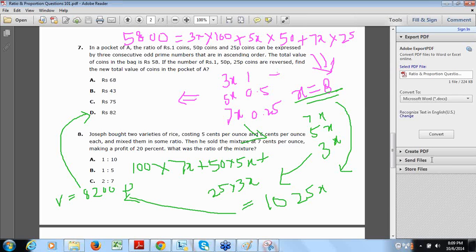Rahul, you can easily get the number of coins from the equation. If you have 3x, 5x and 7x and x is equal to 8, that means 24, 40 and 56 is the number of coins. What is the problem in that? No Rahul, that is not the question. The question is, if the numbers of 1 rupee, 50 paisa and 25 paisa coins are reversed. You cannot assume whatever you want. The question says something different. It says if the number of coins is reversed, then find the new value. It is not the value that has been reversed. How can you reverse the value?